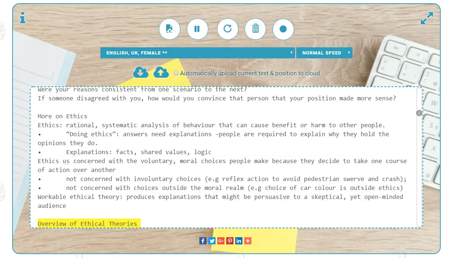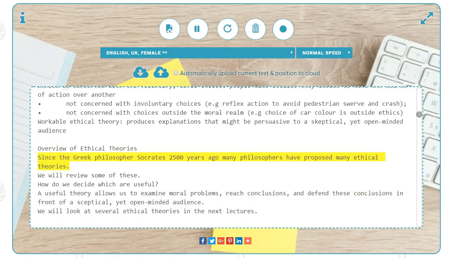Overview of ethical theories. Since the Greek philosopher Socrates 2,500 years ago, many philosophers have proposed many ethical theories. We will review some of these. How do we decide which are useful? A useful theory allows us to examine moral problems, reach conclusions, and defend these conclusions in front of a skeptical, yet open-minded audience. We will look at several ethical theories in the next lectures.